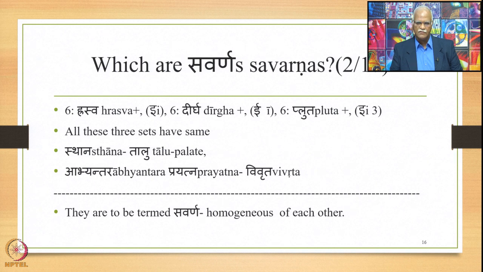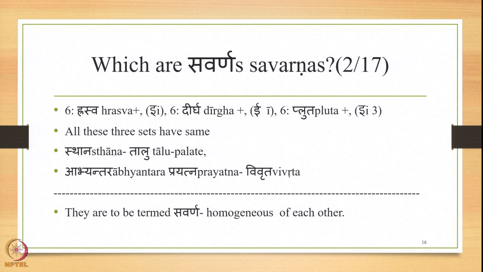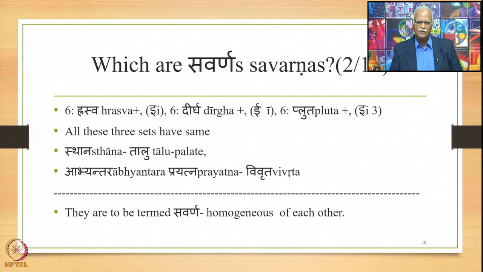Similar is the case with i, which has got 18 varieties. All these 3 sets have same sthana, namely talu, and same abhyantara prayatna, namely vivruta. And so, all these 18 sounds are to be termed savarna or homogeneous of each other. Amongst them, only short i gets mentioned in the Pratyahara Sutras. Amongst the 18 as, only short a gets mentioned in the Pratyahara Sutras. So we say that a stands for all its 18 varieties. i stands for all its 18 varieties.